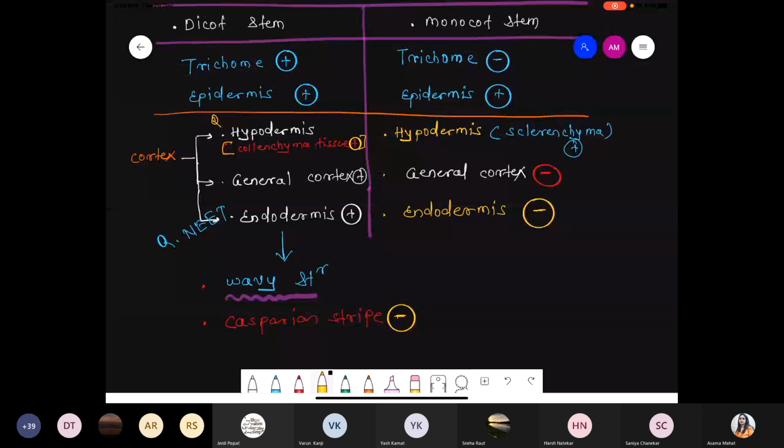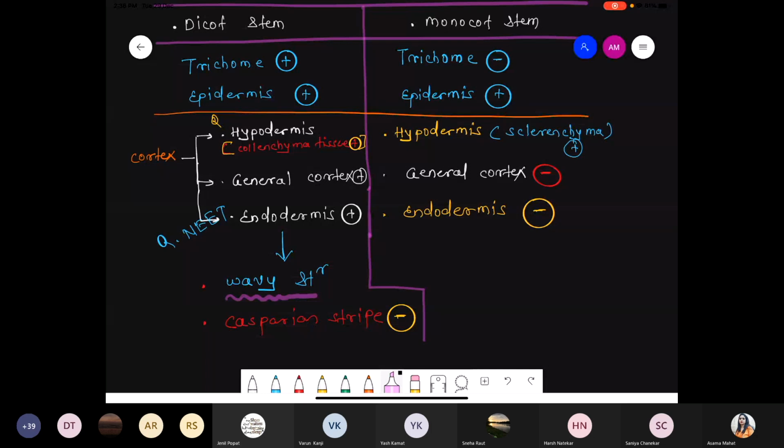Please remember this point, you will get confused here. Casparian strips are associated with the root, dicot as well as monocot. But when we are talking about the endodermis of dicot stem, such type of Casparian strips are totally absent, right?